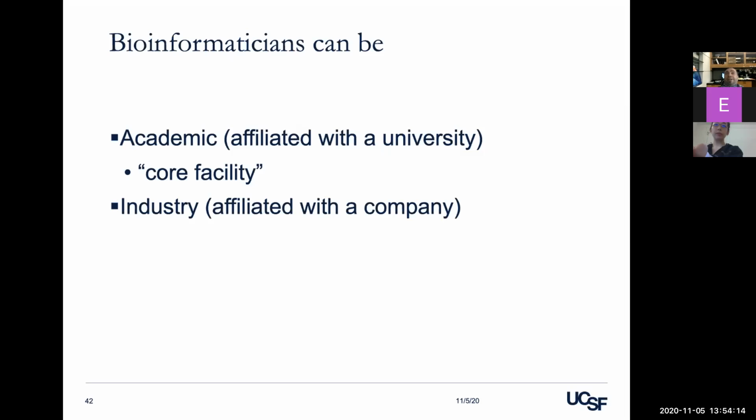There's industry, what we call it, right? So that's where you're affiliated with a company, and there's a lot of different companies out there. Consumer genetics, pharma, basically people that make biological equipment. A huge list here in the Bay Area. And of course, entrepreneurs, you can have a great idea and you can start a company.